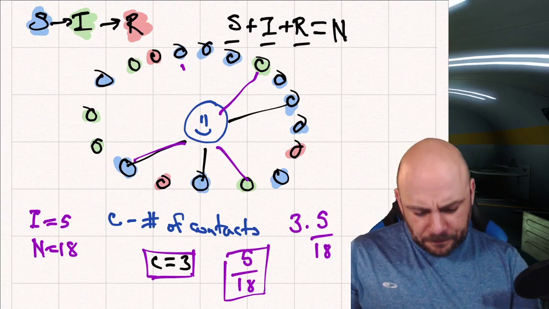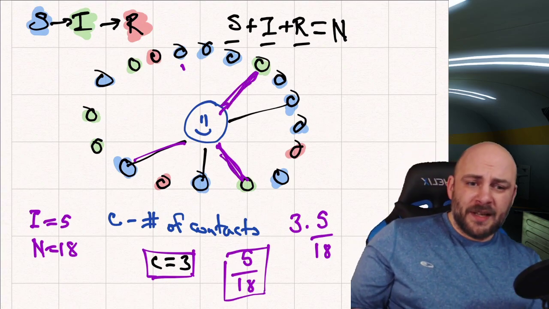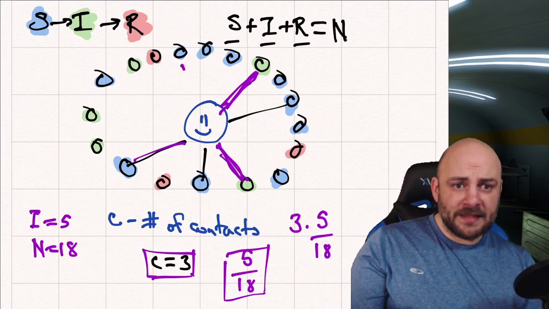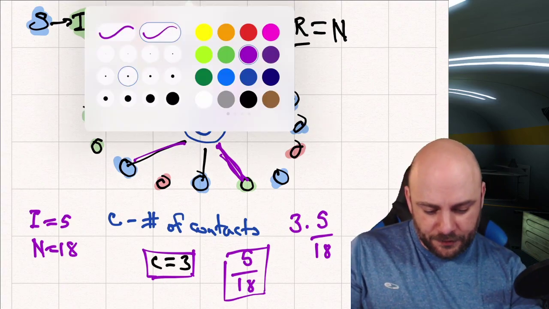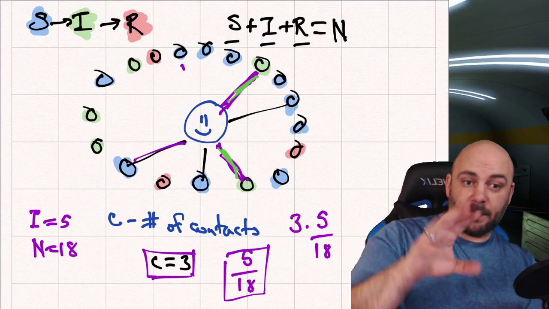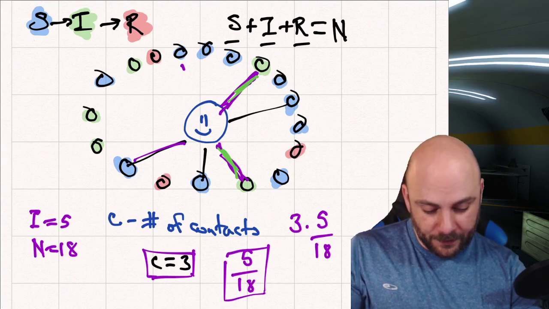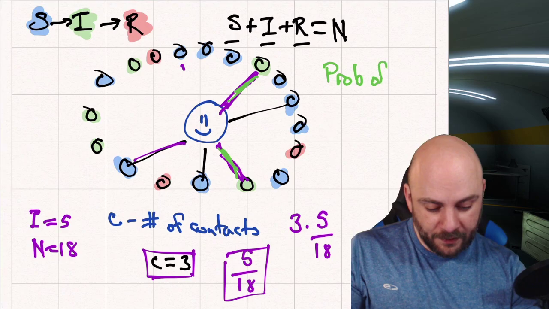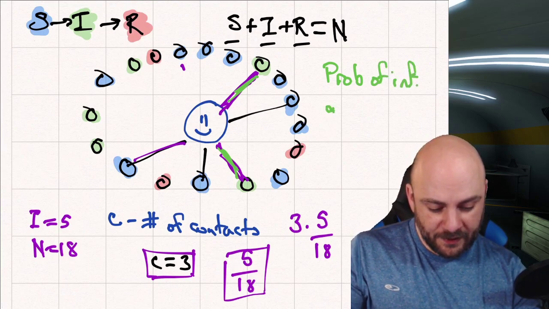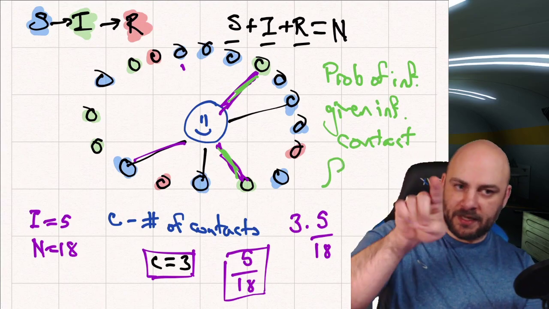Okay. Now, just because I make contact with an infectious individual, that doesn't necessarily mean I get sick. Something has to happen, right? There has to be a chance that when these viruses come at me, I don't get sick. Okay. We're going to let that probability, the probability of infection given infectious contact, be rho. It's kind of like a P, but it's got a little tail and it doesn't close.